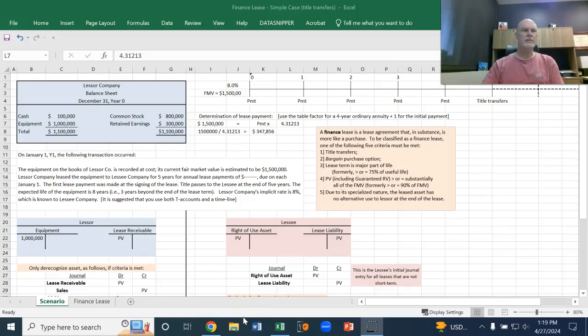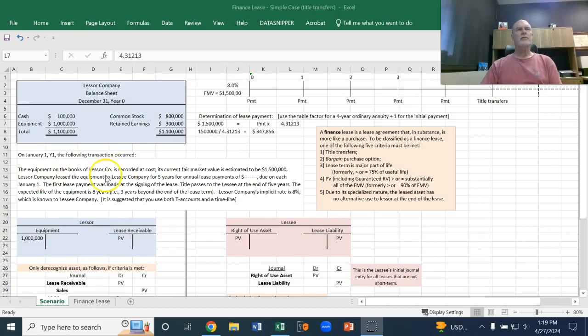Okay, the purpose of this video is to give a brief introduction to how to deal with a capital lease. It's going to give a very simple scenario. Let's look at this together. The lessor has a piece of equipment on their books for $1 million, and they're going to lease it to lessee company. And here's the description of the lease.